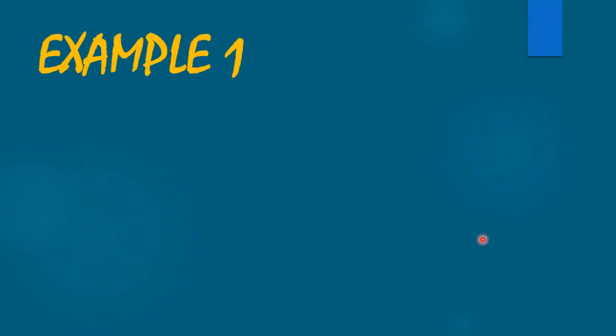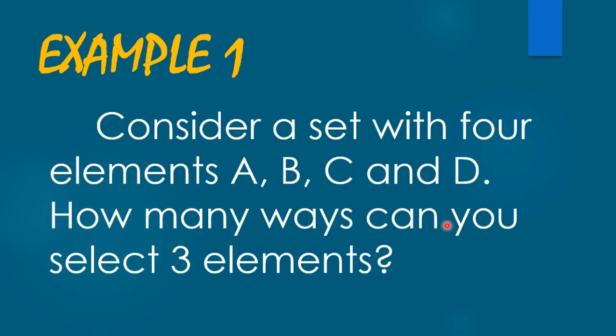Combinations. Example number 1. Consider a set with 4 elements A, B, C, and D. How many ways can you select 3 elements?